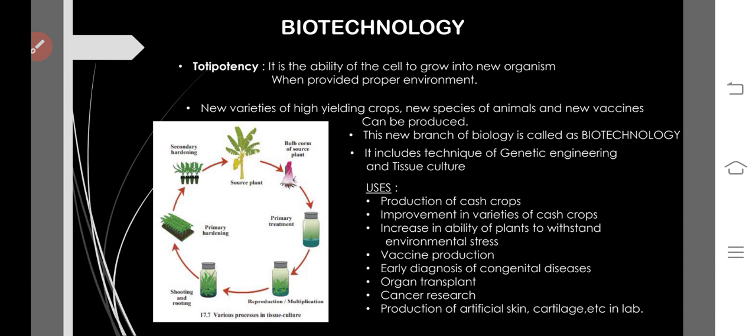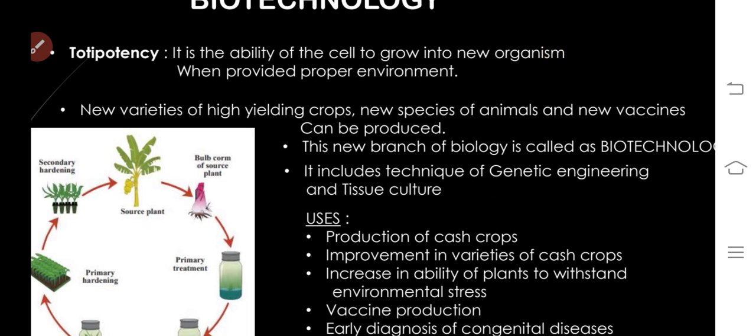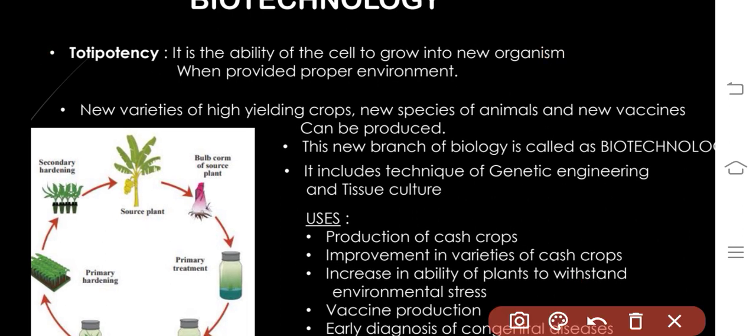Now, after going through that topic, it was found that some cells have the ability to grow into new organisms, and if they are given the proper environment, they have the capacity to form a new organism. This property is known as totipotency. With the help of totipotency, it was possible to produce a wide variety of high yielding crops, new species of animals and various vaccines. And this has led to the rise of a new branch in biology known as biotechnology.